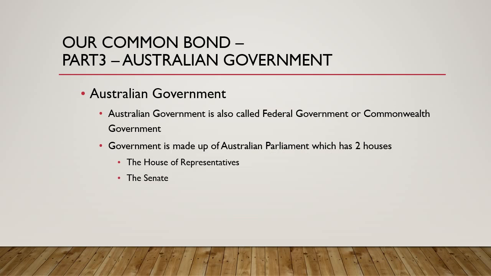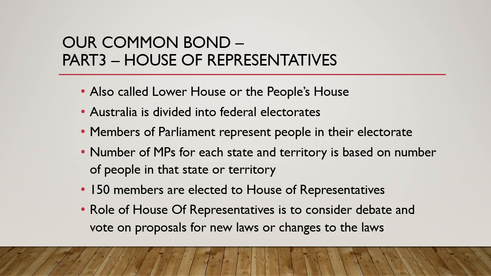The Australian government is also called the federal government or the Commonwealth government. It is made up of the Australian Parliament, which has two houses, the House of Representatives and the Senate. The House of Representatives is also called the lower house or the People's House. Australia is divided into federal electorates. Members of Parliament represent people in their electorate, and the number of MPs for each state and territory is based on the number of people in that state or territory. 150 members are elected to the House of Representatives.